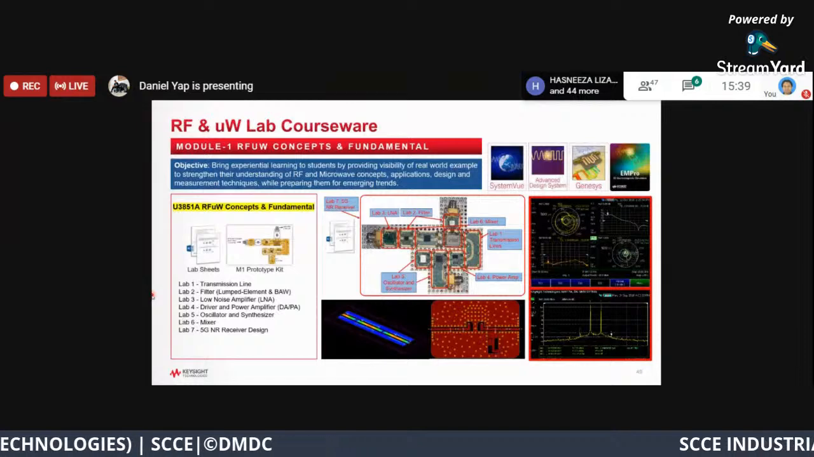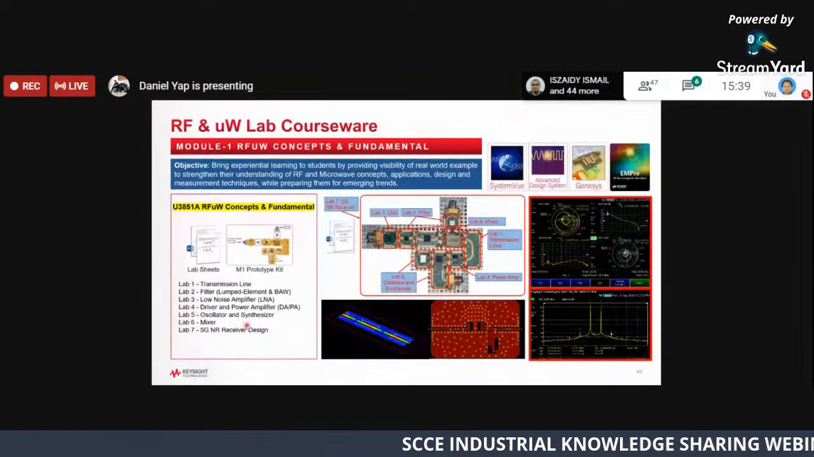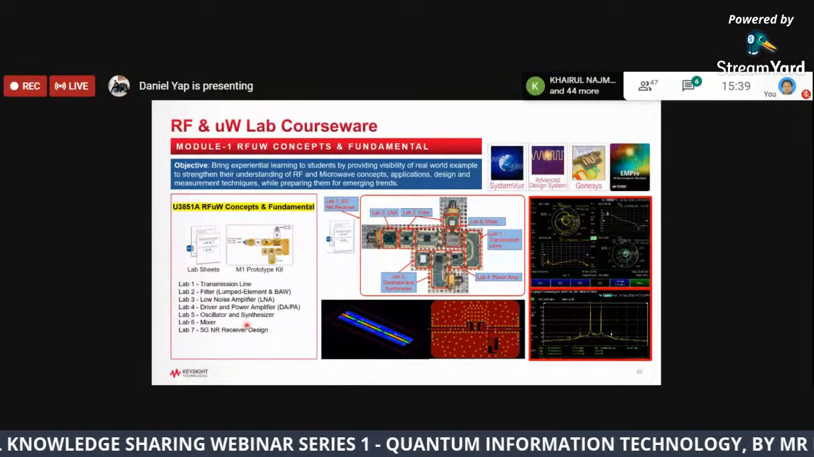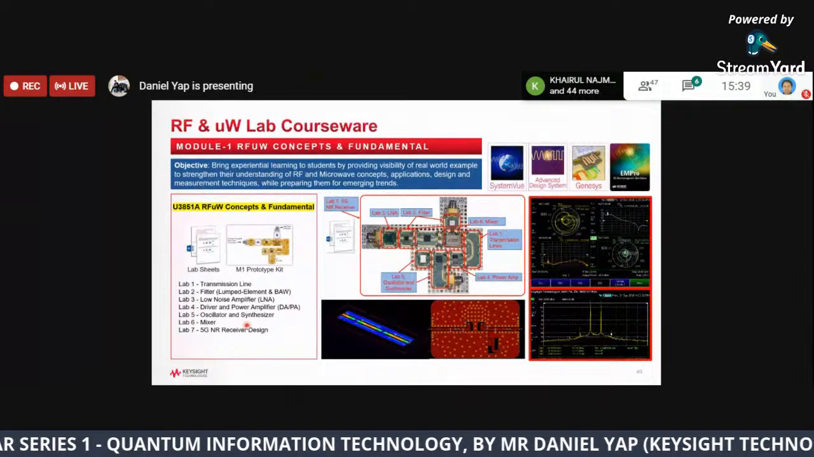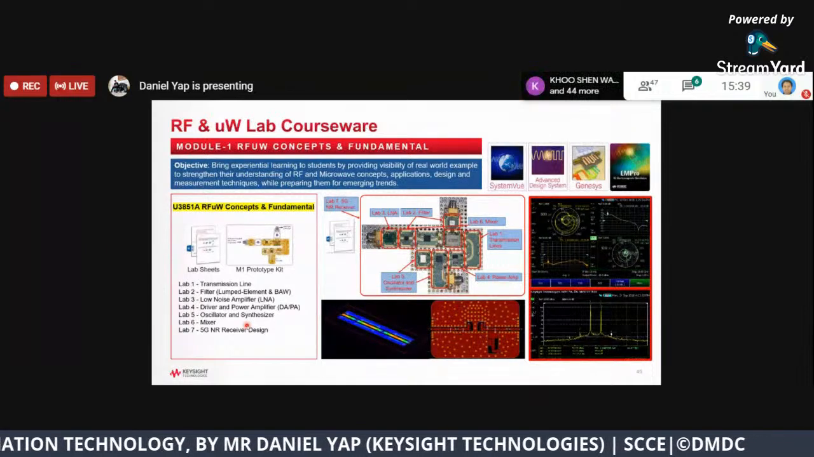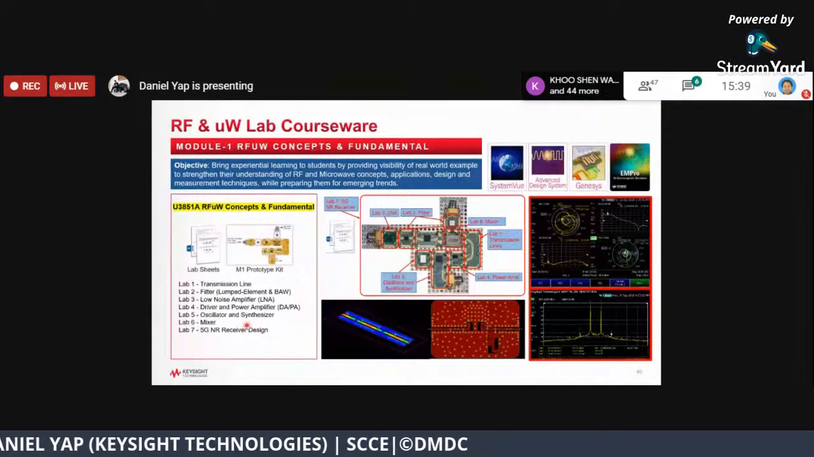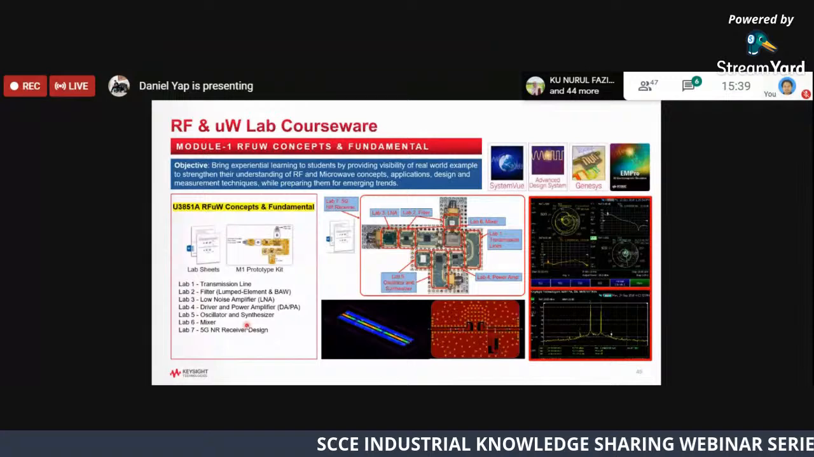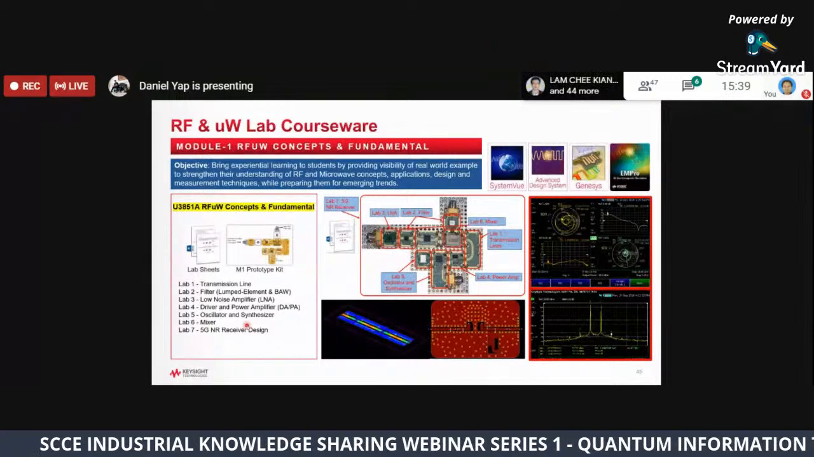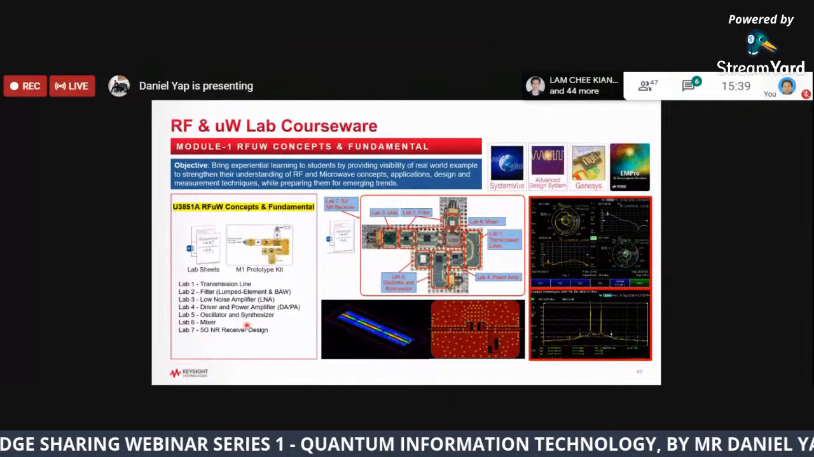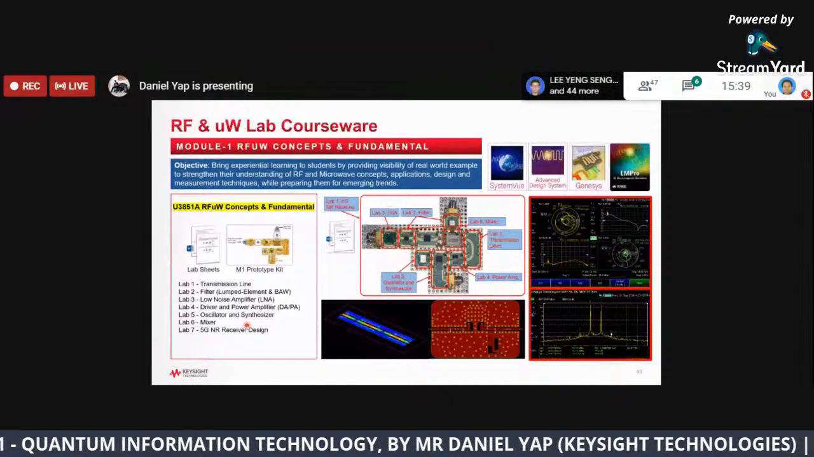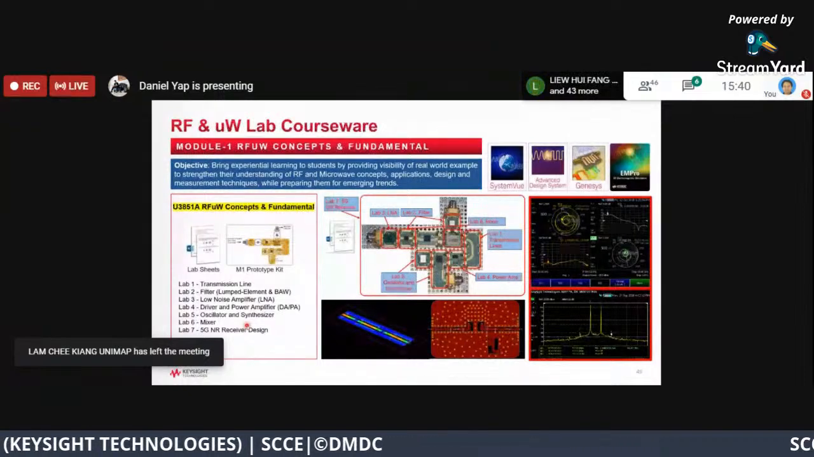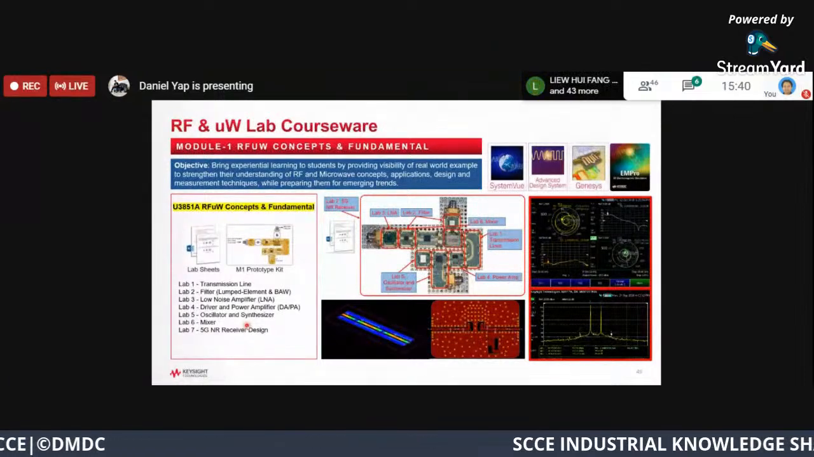Now, let me show you here. This is a concept for RF microwave. I know a lot of universities, and maybe even UniMAP, already have your own RF program or RF courseware that goes through the fundamentals. Don't be surprised, there are also universities that are very theory-based. Maybe it's not a focus, it depends on the university. At least they have software simulation, but there's no hardware hands-on learning.